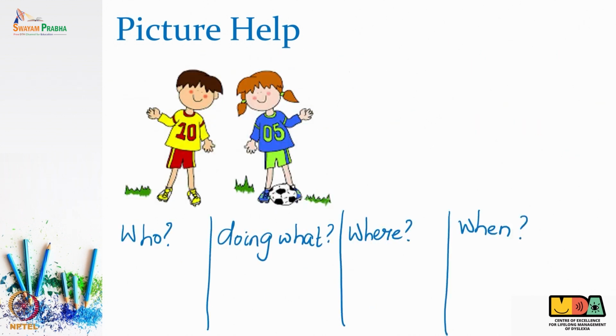Now, let us take another example. In this example, using the picture, we have to draw the columns on the board for the child to understand that these questions would be asked. Then we would encourage the child to answer in a full complete sentence and the columns would be filled up. Then the final sentence would be made.